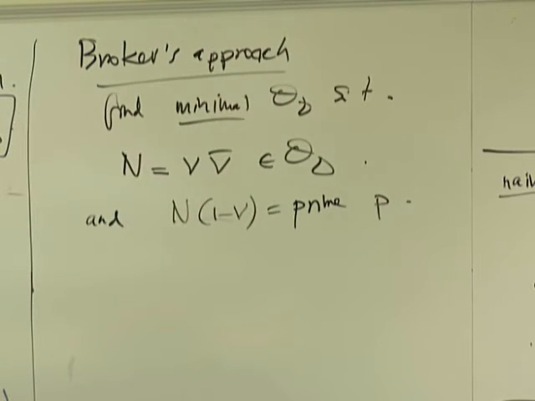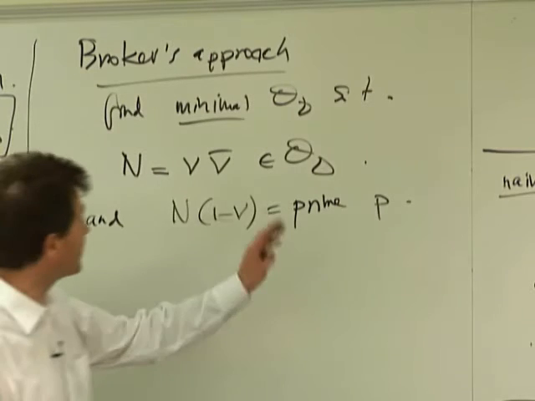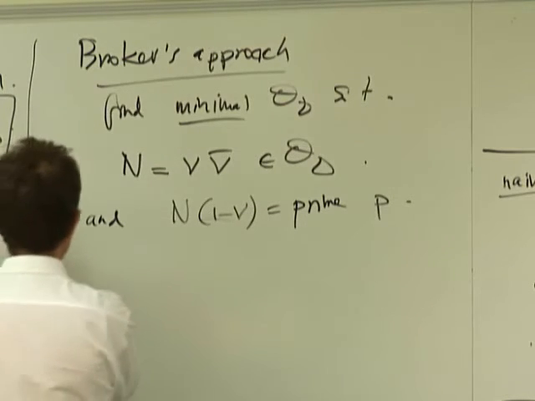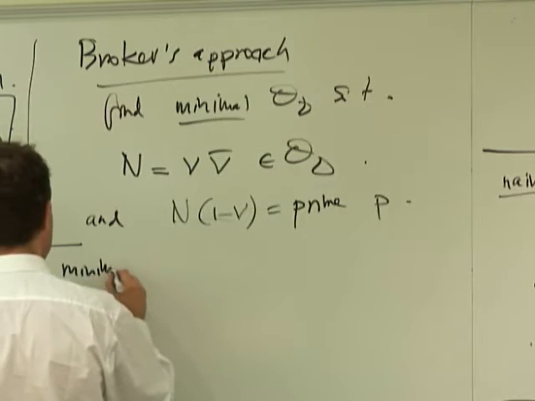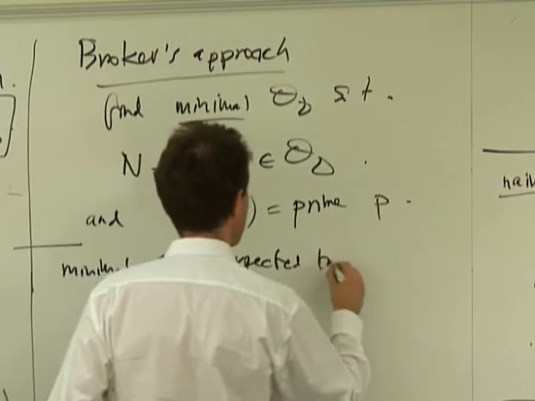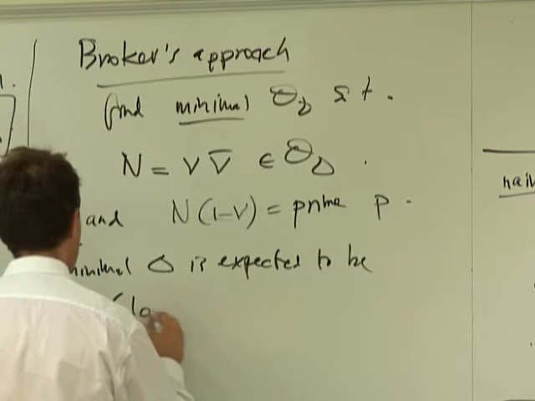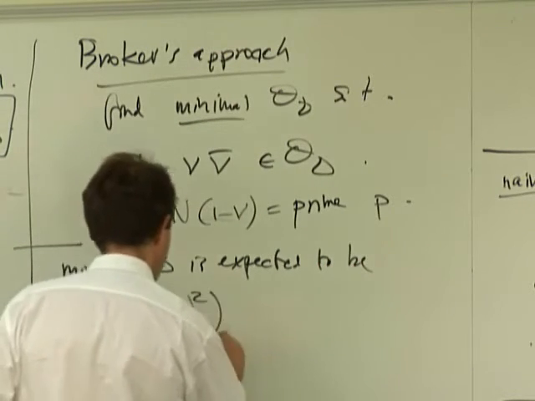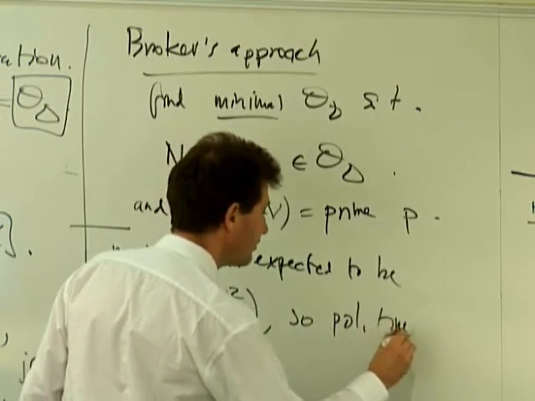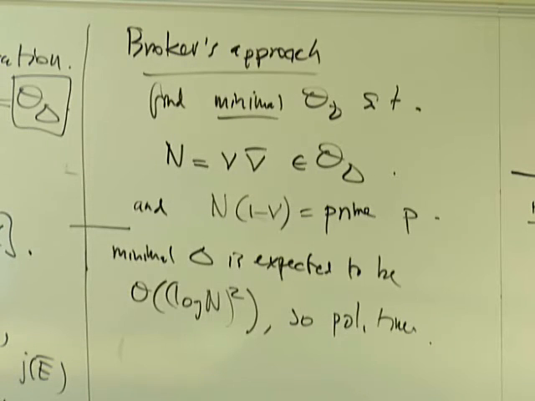And if you approach it this way and you analyze it, you find that actually this delta is going to be of order no more than the square of the logarithm. So minimal delta is expected to be big O of the square of log n. So it's going to be polynomial time. Since this delta determines the runtime, it's going to be big O of delta. If delta is something which is the power of log n, you're fine.